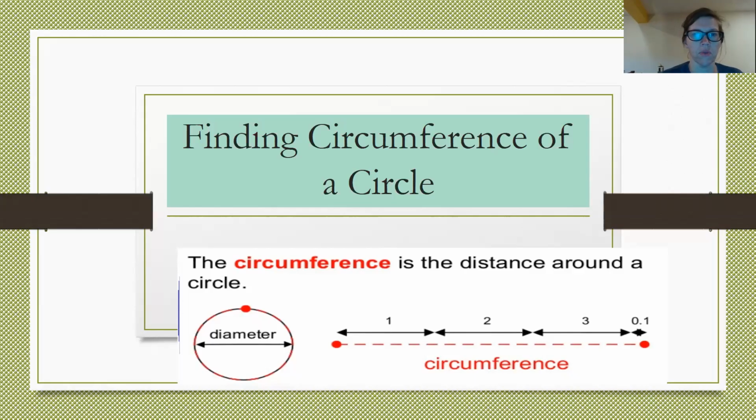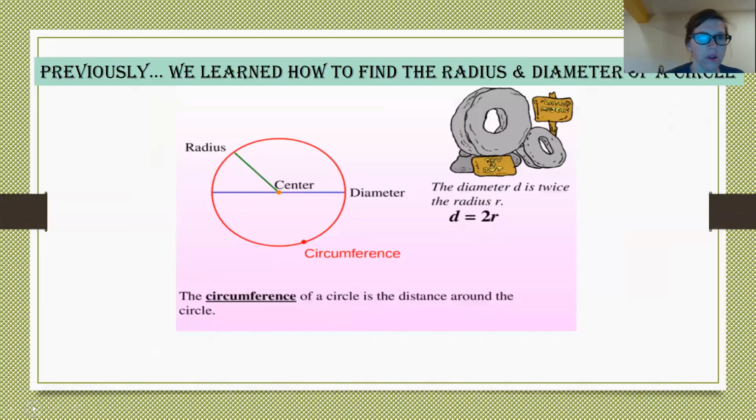So the circumference is the distance around a circle. Okay, so we are going to talk a little bit about what we learned previously and how that's related.